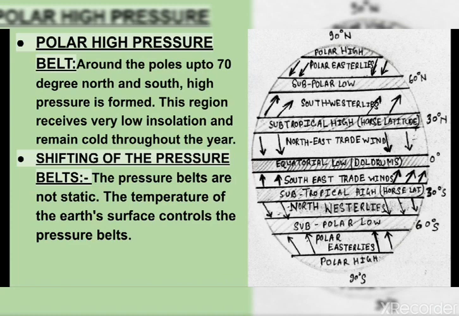The next one we will learn is the polar high pressure belt. This belt is dynamically induced. It extends up to 70° north and south, and in this belt there is a presence of high pressure. Why? Because the extremely low temperature throughout the year causes the air above the frozen surface to become cool, dense and heavy, which then subsides. This region also receives very low insolation, meaning incoming solar radiation, and remains cold throughout the year. That is the last one, the polar high pressure belt.